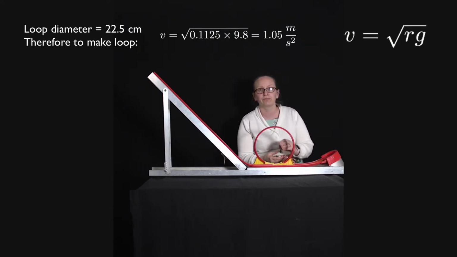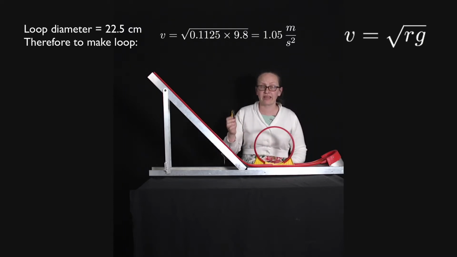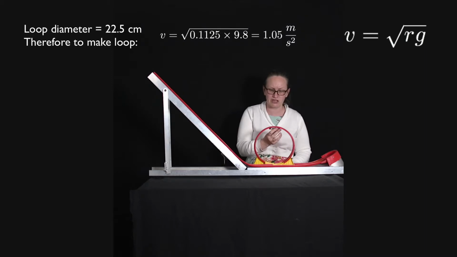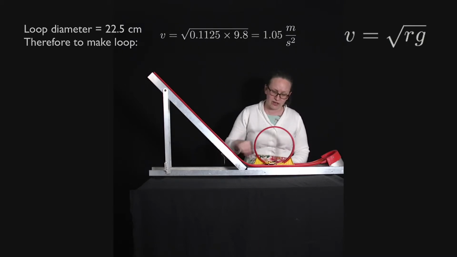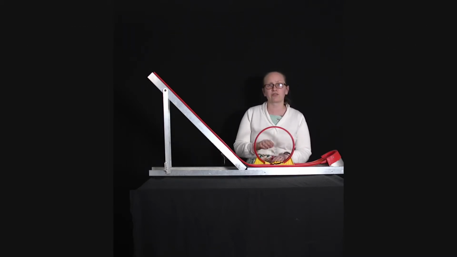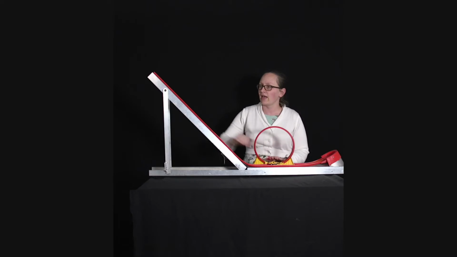Now, as we'll see in the next topic, the speed of the car at the very top is actually slightly different to the speed of the car at the very bottom as it's entering the loop. But if the radius of the loop isn't very large and it's got quite a high speed coming in, then there's not too much difference between these two velocities.